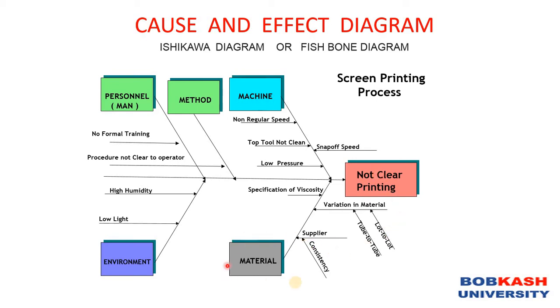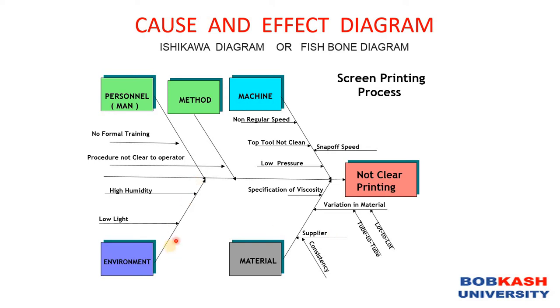Then similarly in material, another one is that we find there is no consistency in some of the suppliers' material. The same supplier supplying the material, sometimes it is of one specification and sometimes it is of a totally different specification. So there is no consistency or harmony in the material supplied by the same supplier.